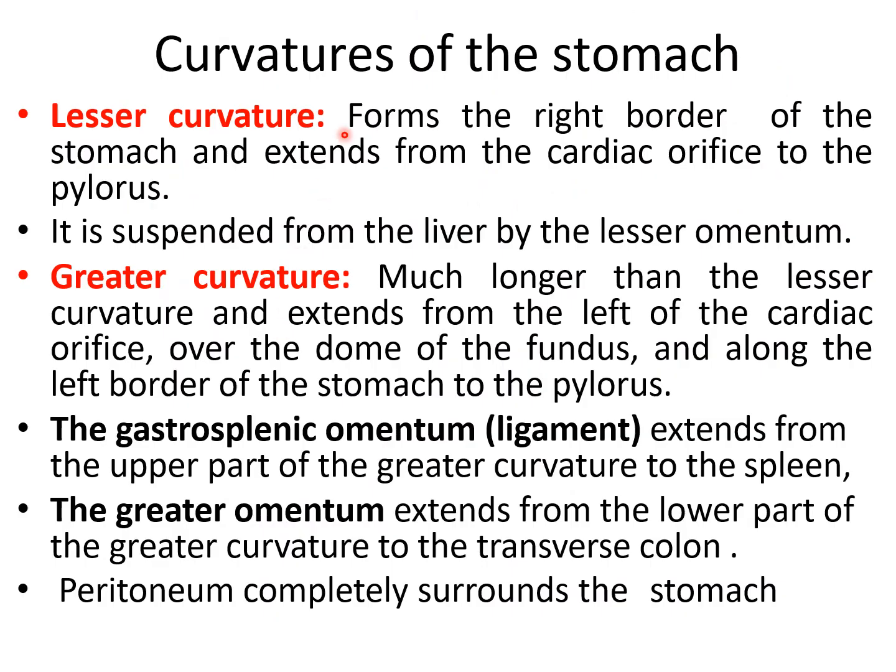About the curvatures of the stomach, we have seen two curvatures, lesser curvature and greater curvature. The lesser curvature forms the right border of the stomach and extends from the cardiac orifice to the pylorus. It is suspended from the liver by the lesser omentum. The greater curvature is much longer than the lesser curvature and it extends from the left of the cardiac orifice over the dome of the fundus along the left border of the stomach to the pylorus.